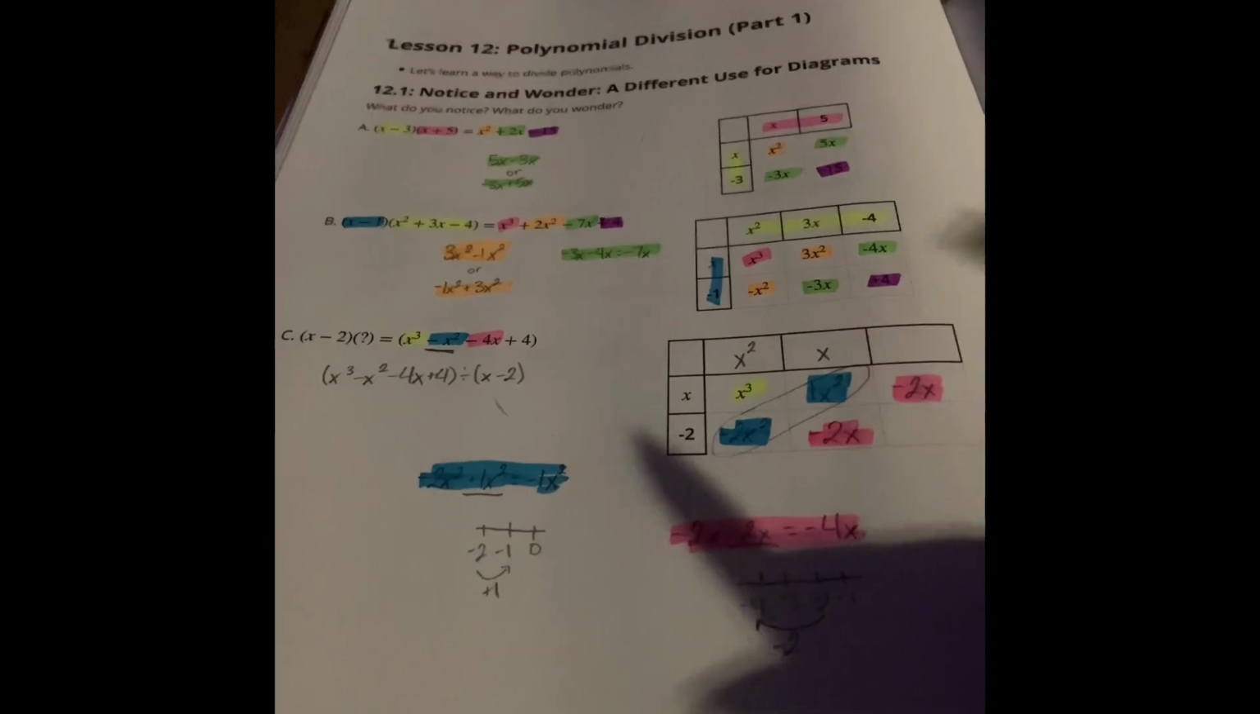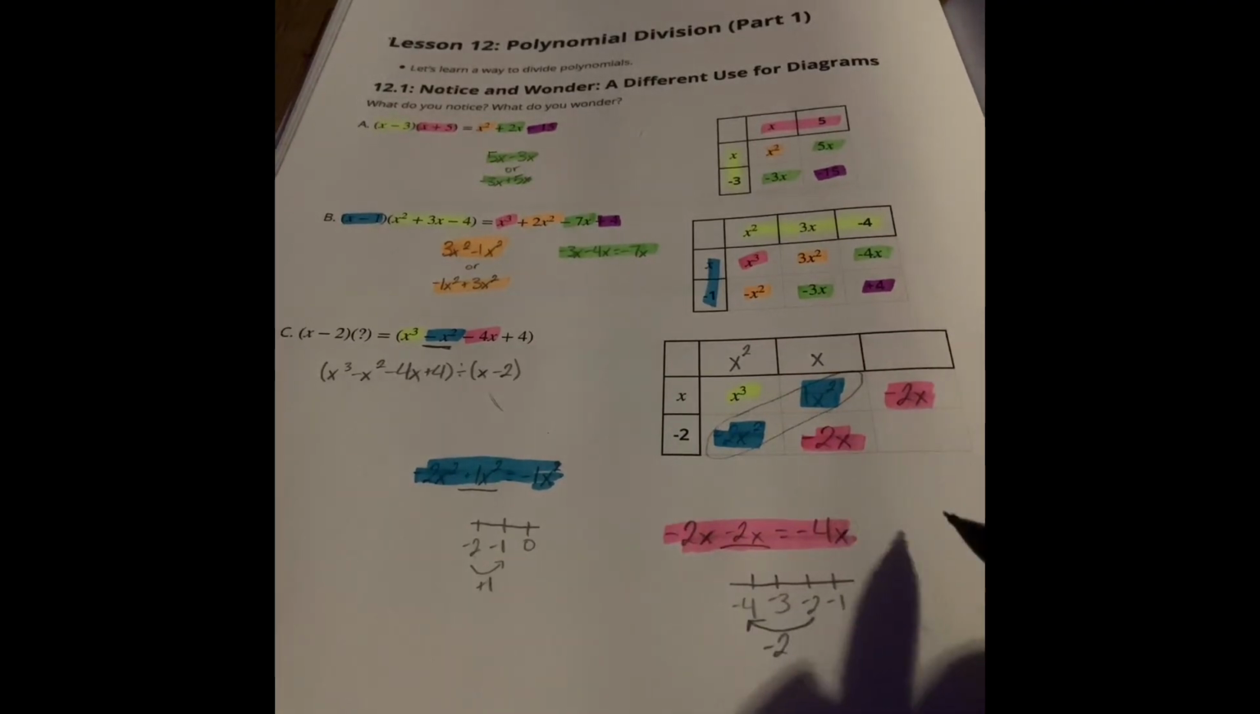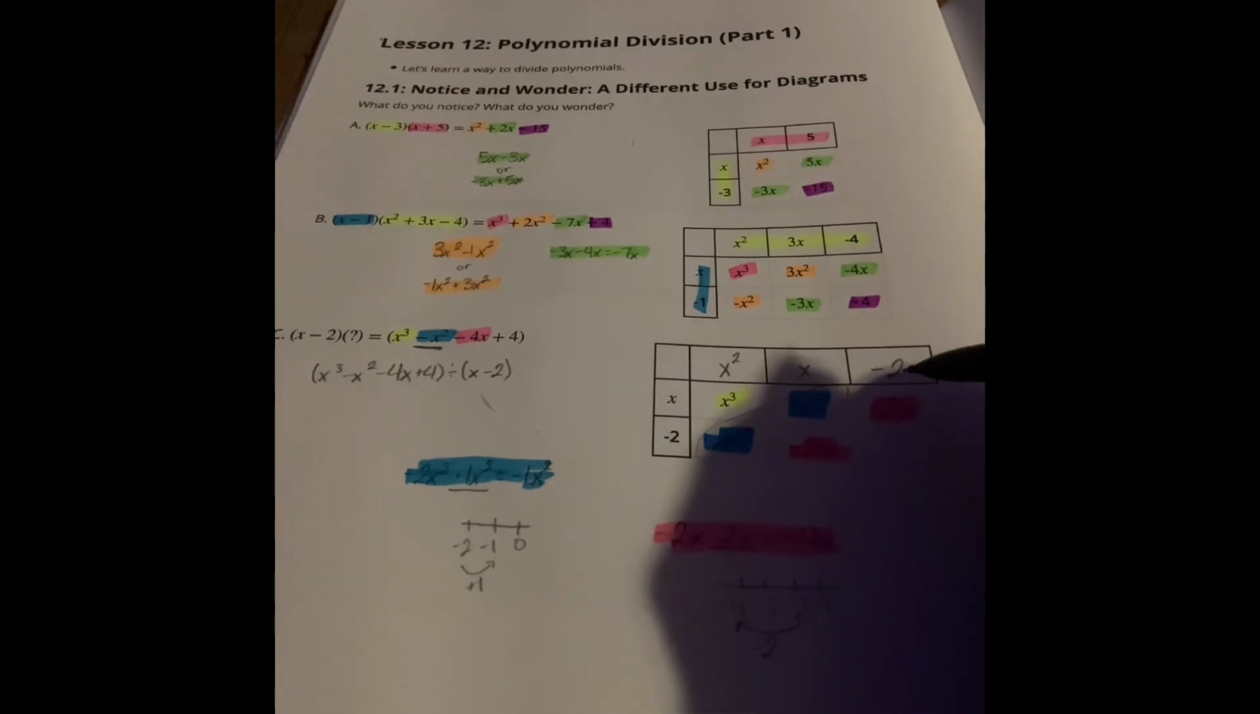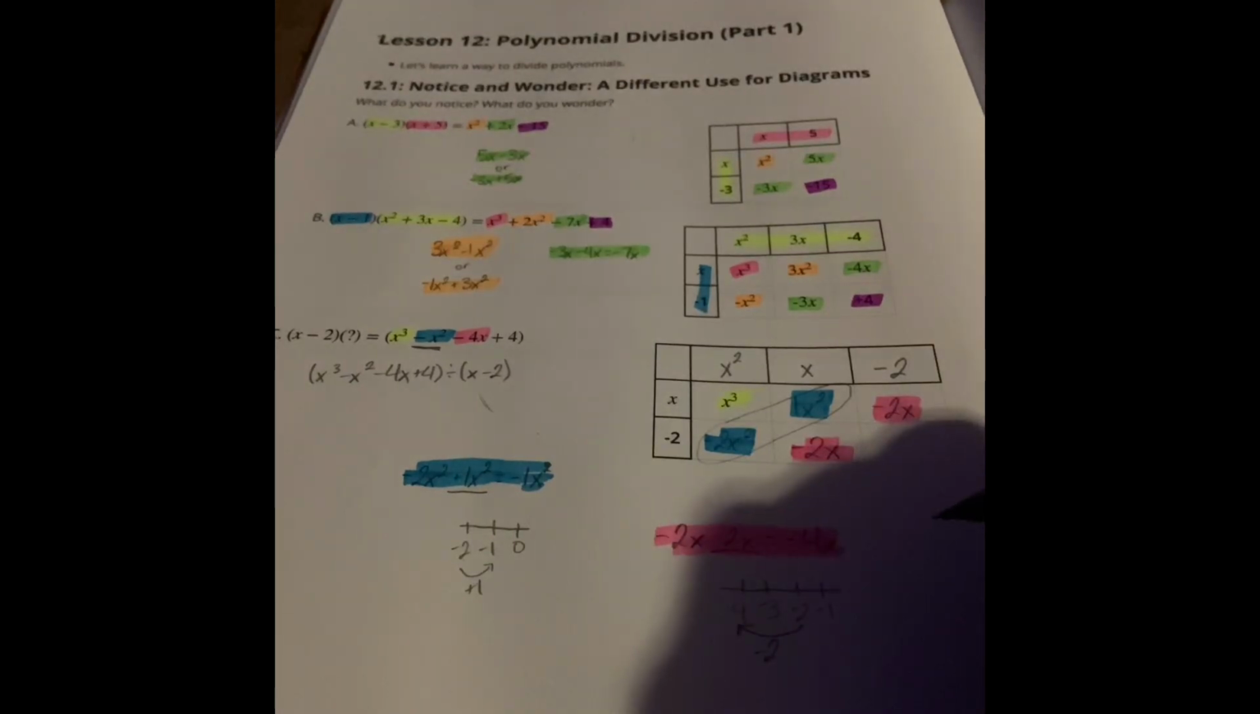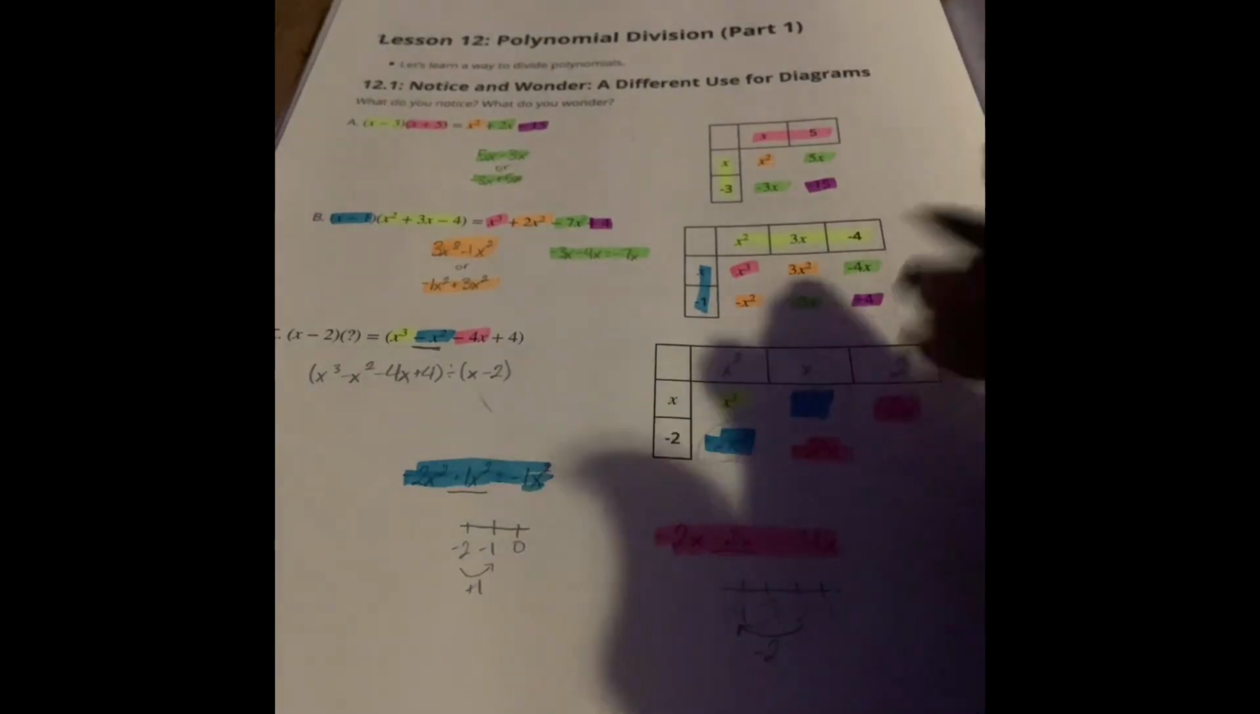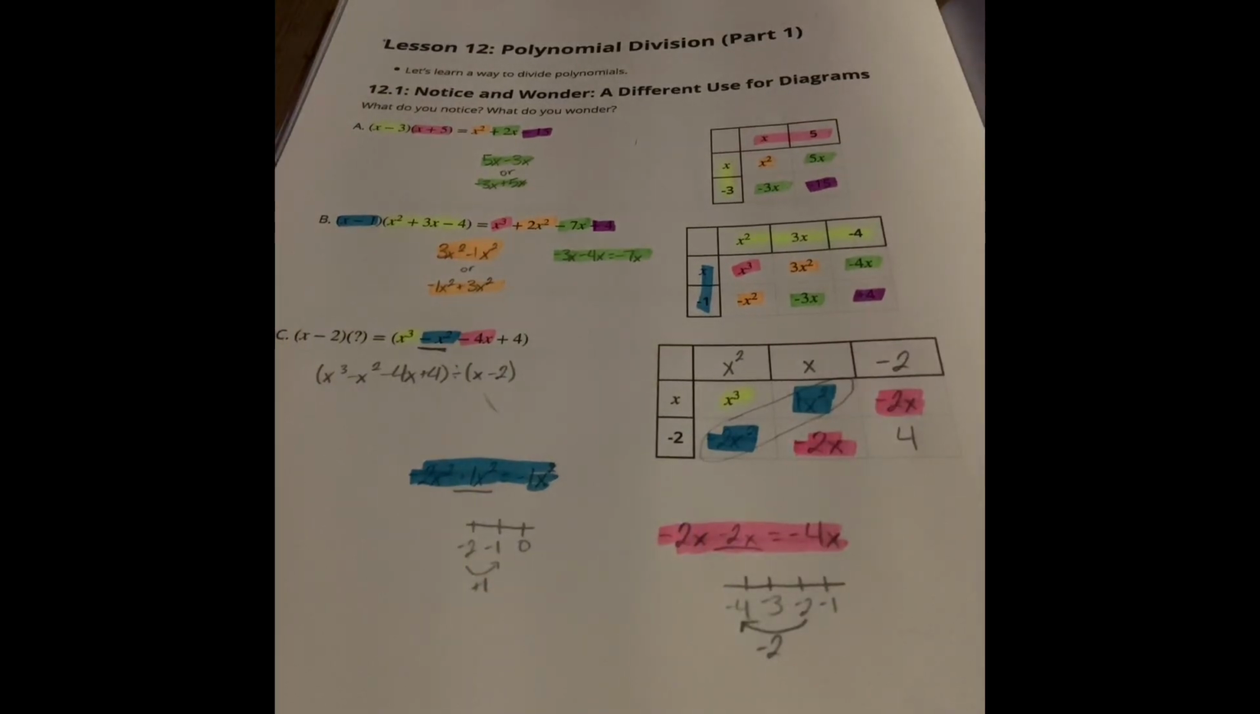Okay, now I need to repeat the process one more time. What times x would give me -2x? Well, a -2 would do that, because if I multiply -2 by x, I get -2x. -2 times -2 is a +4.